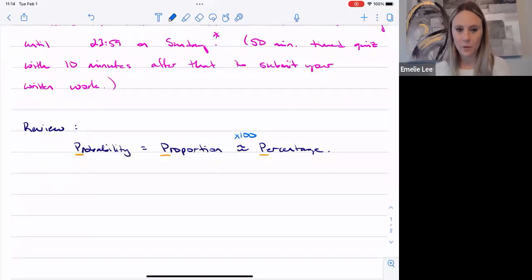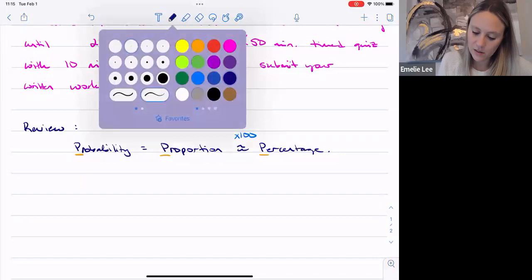Questions in this chapter are going to ask you: what's the probability of this happening, or what proportion of animals have this happen, or what percentage of people feel this way? All of those questions are the same, because probabilities, proportions, and percentages are all the same thing. So how we solve the problem is the same for all of these.